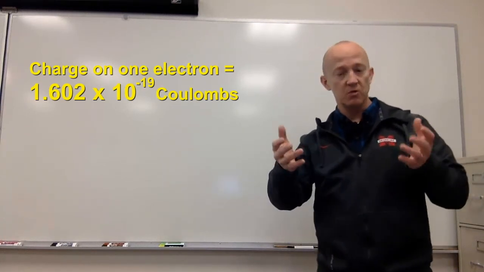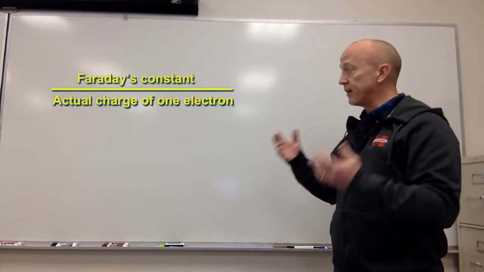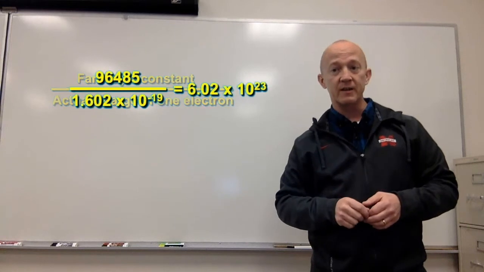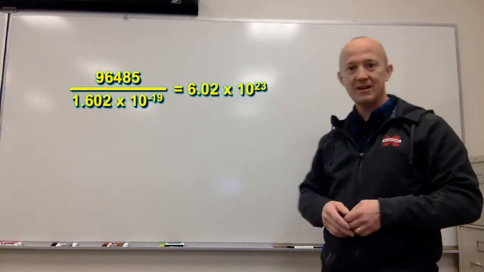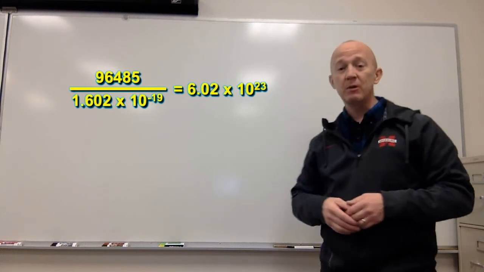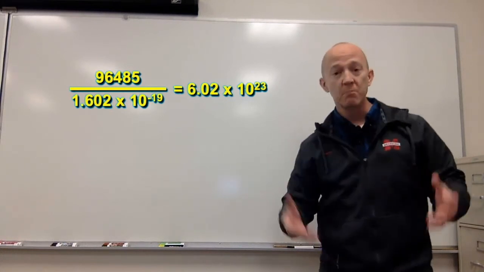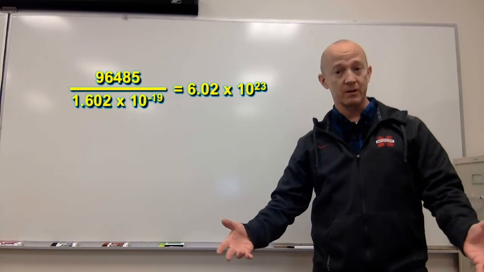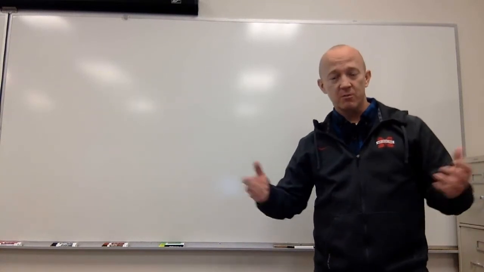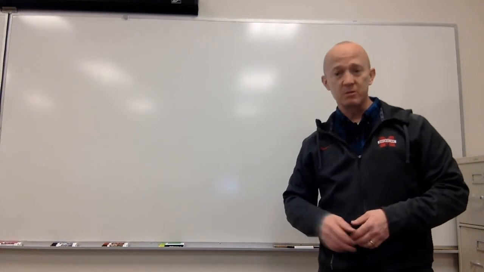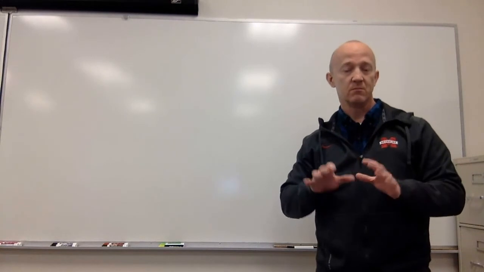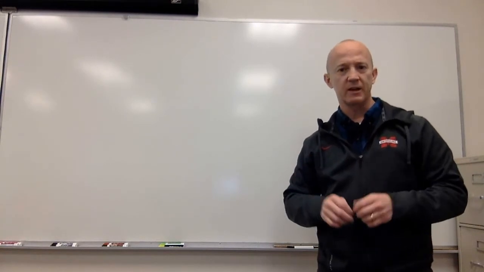A coulomb is a unit of charge. So when we took Faraday's constant and divided it by the charge on a single electron, it gives us, ta-da, 6.02 times 10 to the 23rd. And now we know that that represents 1 mole of anything, really. It could be atoms, it could be molecules, it could be marbles. I hope not. A mole of marbles would kill us all. We would be buried under about 3 miles of marbles. So let's keep it to something really small like atoms and molecules.